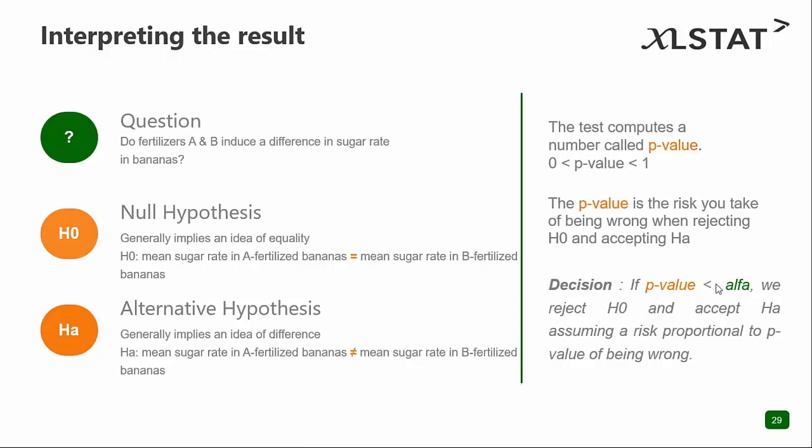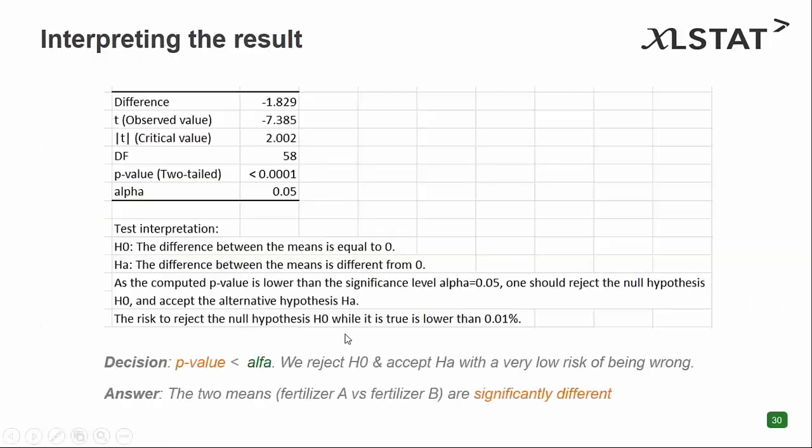So in our case, the p-value is lower than alpha, so we can reject the null hypothesis and accept the alternative hypothesis, and we're taking a risk of being wrong that is proportional to the p-value. So here we go. Those are the results we just saw. The p-value is super low, and the risk threshold alpha is here. You have a test interpretation that appears in XLSTAT as well. So this is another way to formulate the H0 and HA hypotheses.